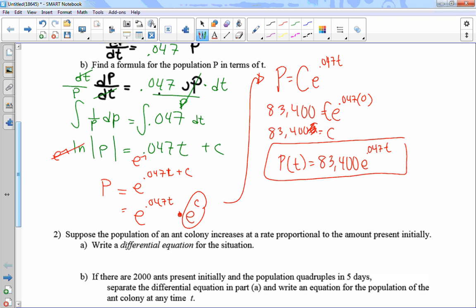You should show it. Okay, then the next one. Suppose the population of an ant colony increases at a rate proportional to the amount presently present. So there's a key phrase that's in 1 and 2. If it's increasing or decreasing proportionally, that should be a clue to you. What type of problem is it? What are these kinds of problems? Exponential.